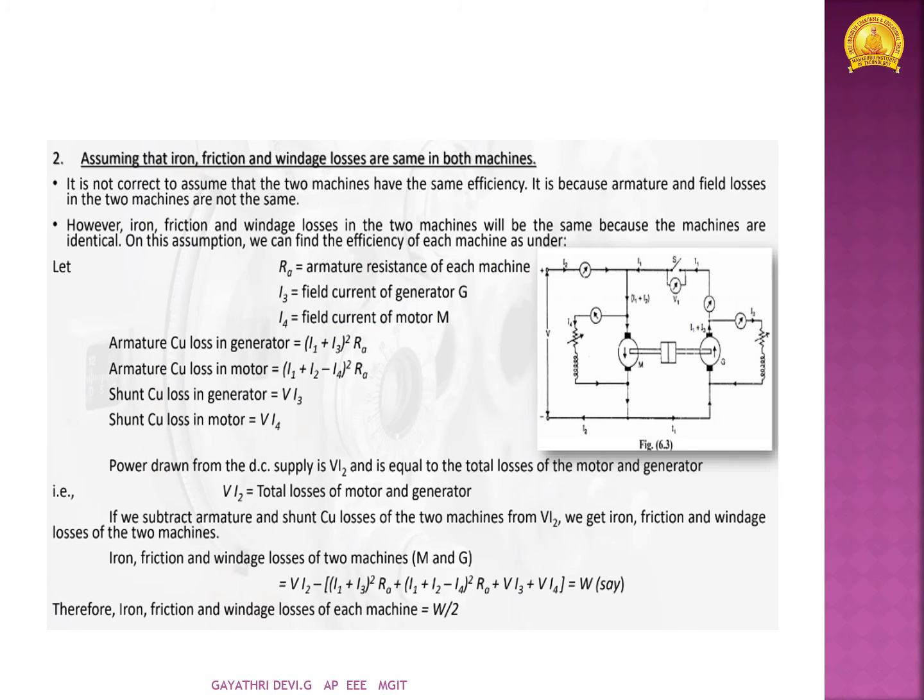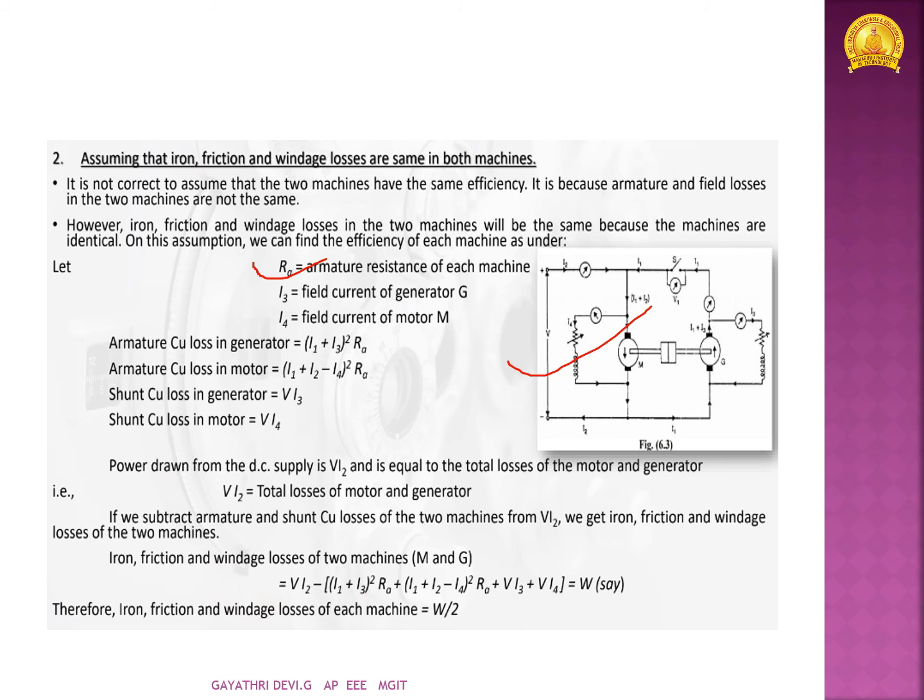Considering the second case, assuming that iron, friction and windage losses are the same in both the machines. That means we are assuming the losses are the same, that is, iron, friction and windage losses are the same for both identical machines. Then we calculate the efficiency again. Here also we take that picture for reference.